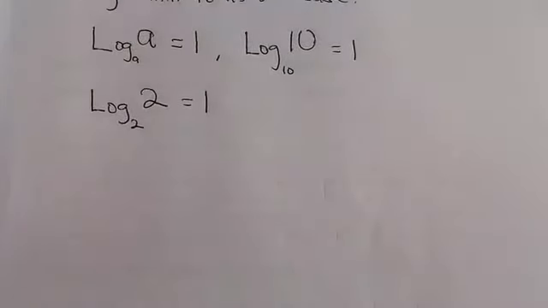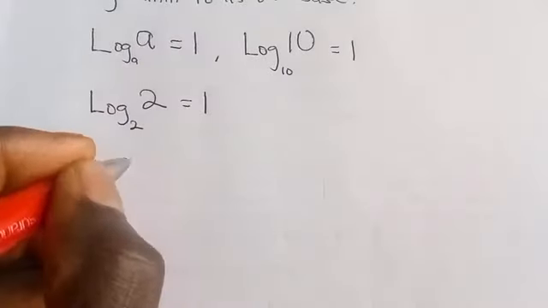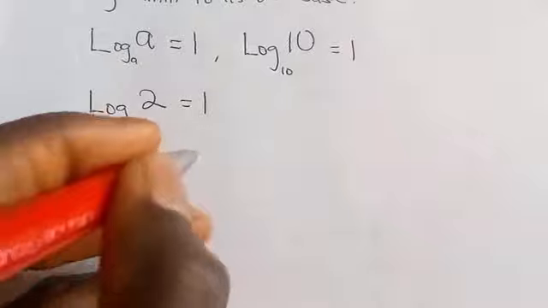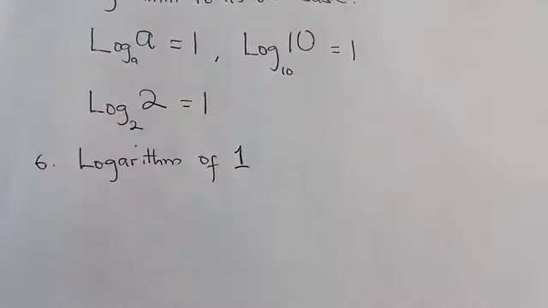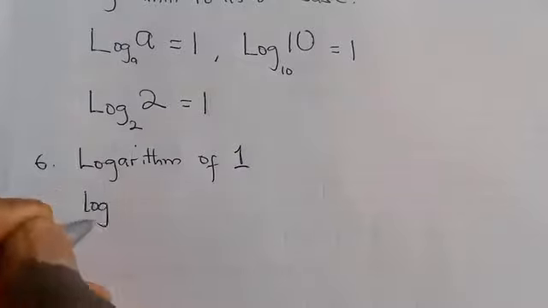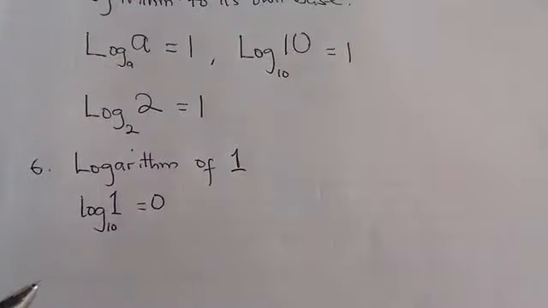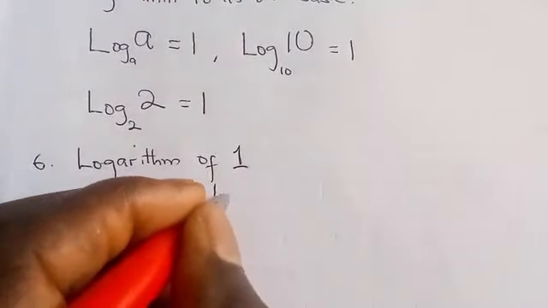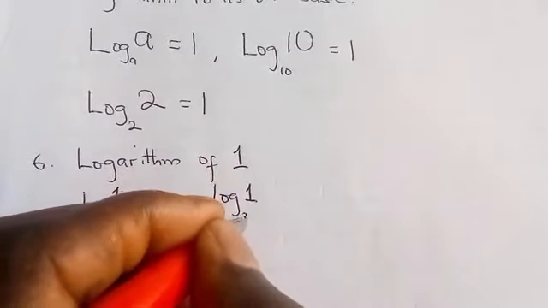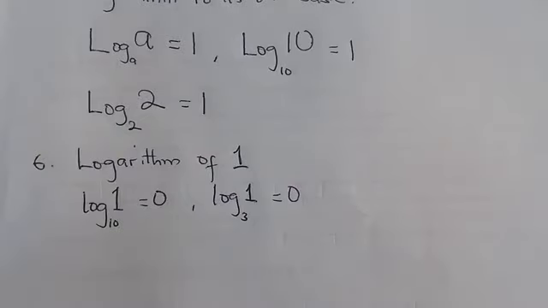The next law we'll be looking at is logarithm of 1. The logarithm of 1 to any given base at all is equal to 0. For instance, if you have log 1 to base 10, the answer is equal to 0. If you have log 1 to base 3, the answer is also equal to 0. No matter the base you are dealing with, provided it is log of 1, it's equal to 0.